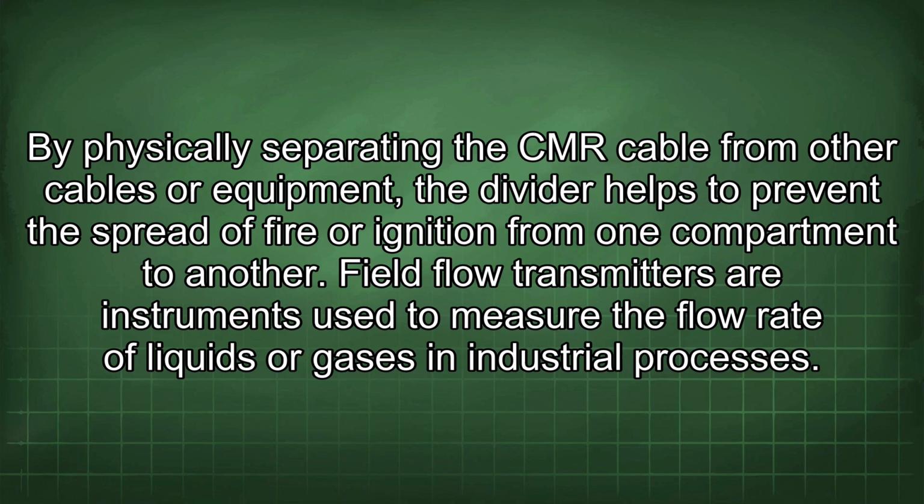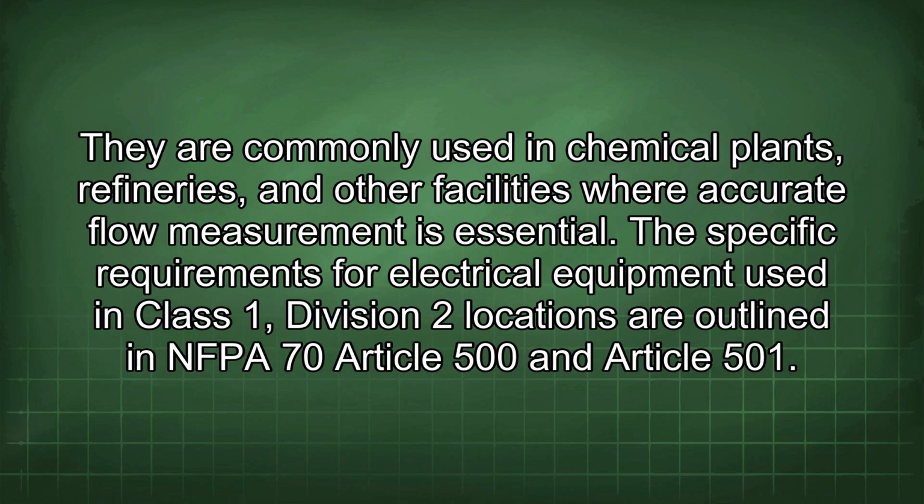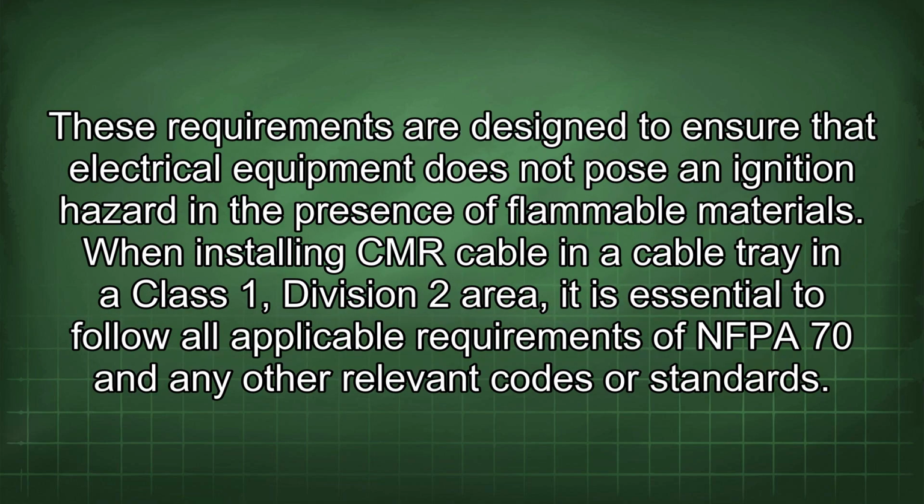Field flow transmitters are instruments used to measure the flow rate of liquids or gases in industrial processes. They are commonly used in chemical plants, refineries, and other facilities where accurate flow measurement is essential. The specific requirements for electrical equipment used in Class 1, Division 2 locations are outlined in NFPA 70 Article 500 and Article 501. These requirements are designed to ensure that electrical equipment does not pose an ignition hazard in the presence of flammable materials.